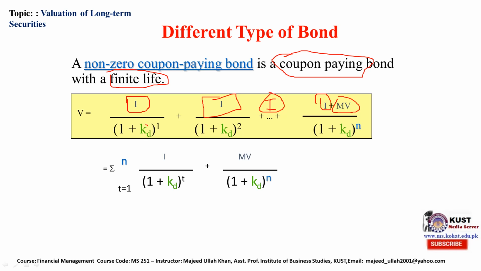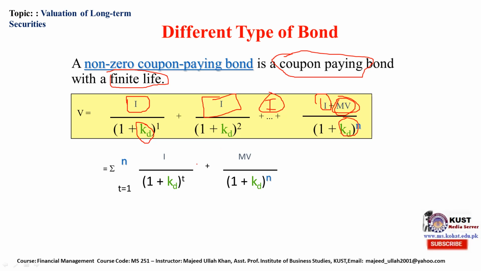These are all discounted at the required rate of return. So it is one type of annuity, where the interest amount is the same after equal intervals of time and for a specific time period. Now, after the last year, when you receive your maturity value, it will also be discounted at your required rate of return.